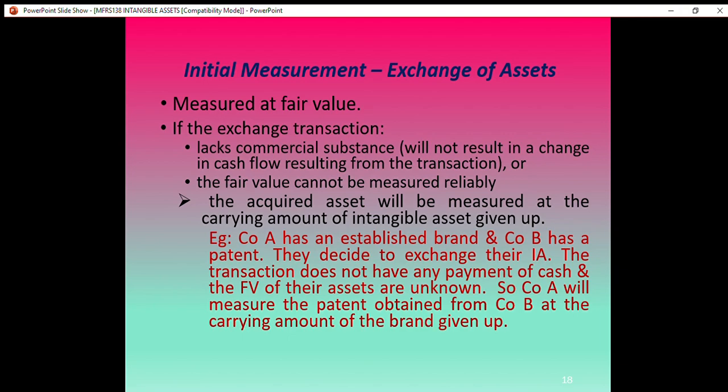Company B will measure the brand acquired from company A at the carrying amount of the patent given up. So that's how we measure an intangible asset that was acquired through an exchange of asset, where the transaction lacks commercial substance and the fair value of the intangible asset cannot be measured reliably.